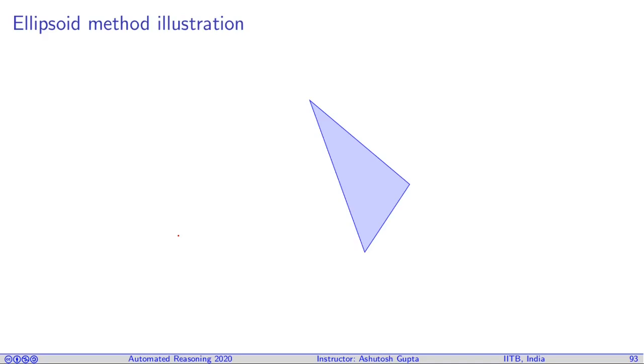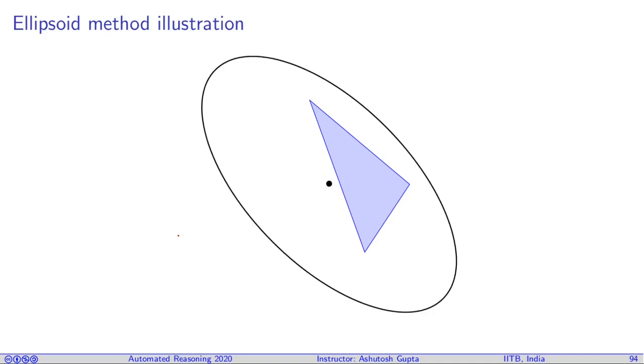So let's look at an example which will make it very clear how this algorithm proceeds. Let's suppose this is my polytope in a two-dimensional space, and we start with a ball which contains this triangle. Now what we do is check whether the center of this ball is inside the polytope. If it is not the case, we check which linear inequality is being violated. We have this polytope defined by three linear inequalities, and you can check that these two are satisfied by this point, but this third one is not.